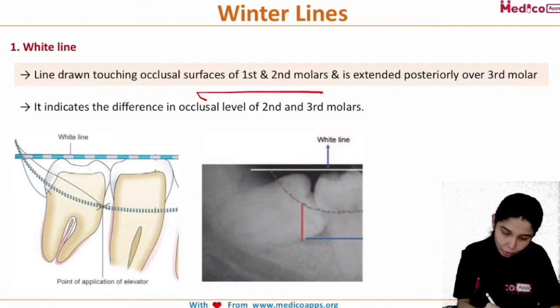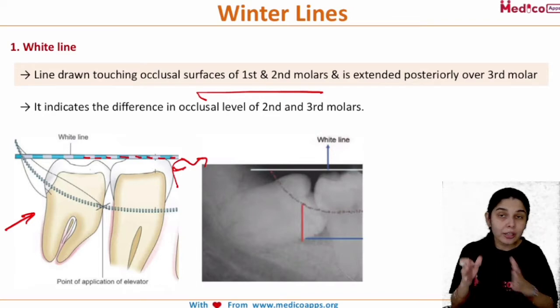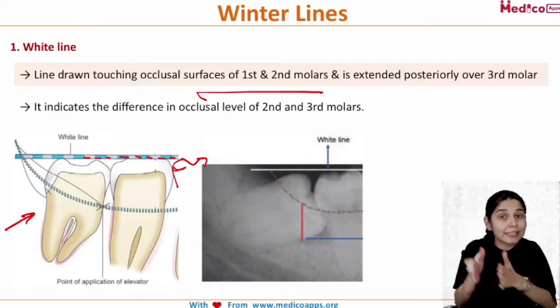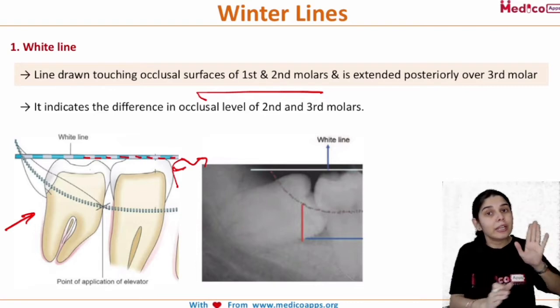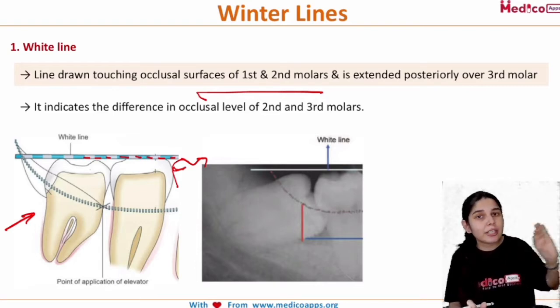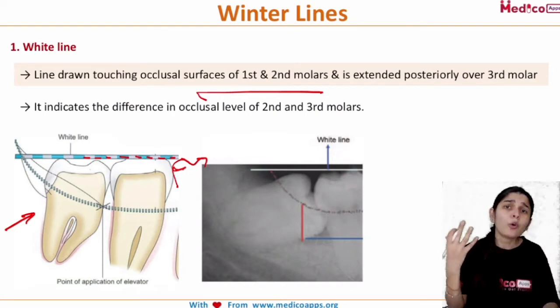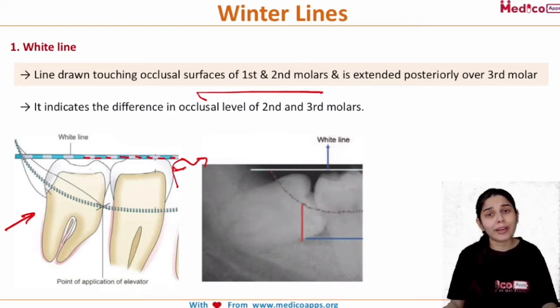As you can see in this image, this is the second molar and this was your first molar. If an imaginary line is drawn touching the occlusal surface of the first and second molar, extending towards the third molar, that is towards the distal section, that is the white line. Now, what is the significance of this white line?